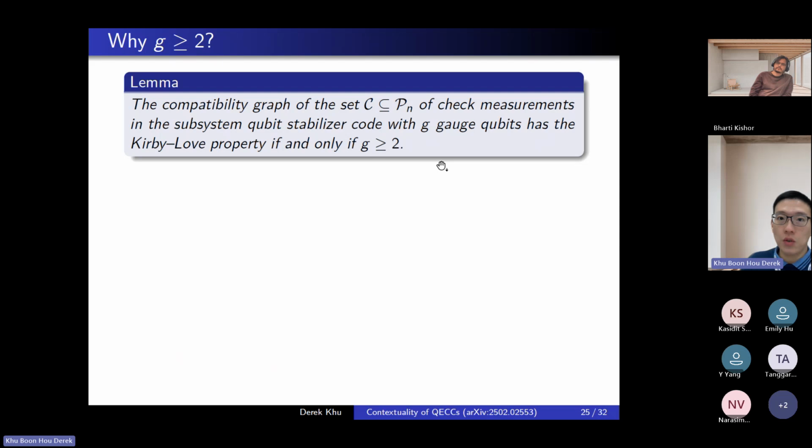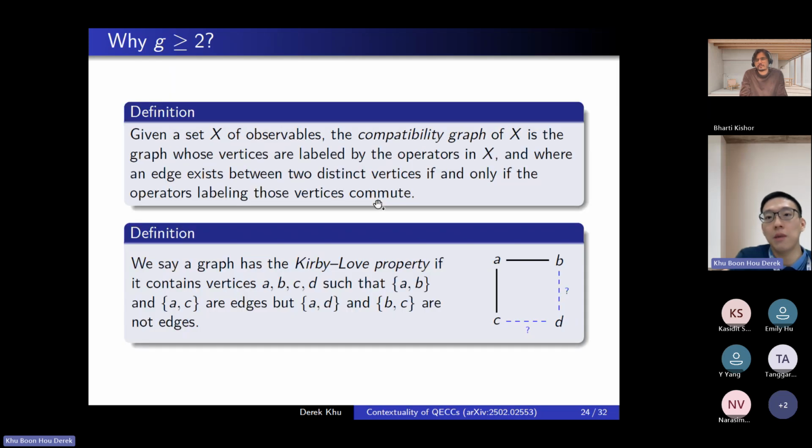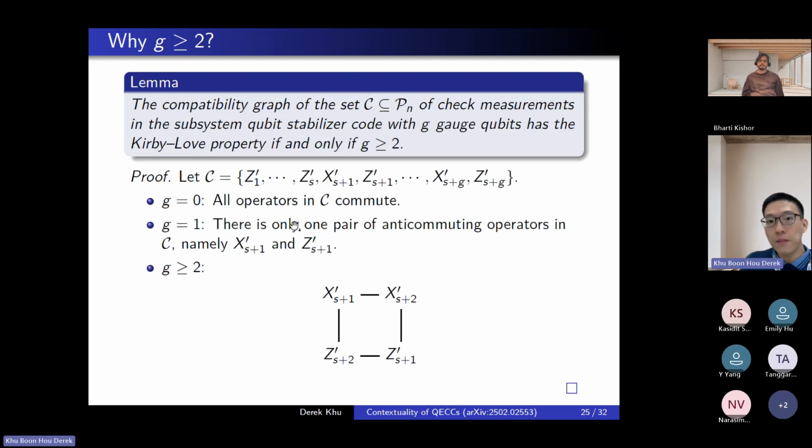One of the key lemmas that we showed is that if G is greater than or equal to 2, then the compatibility graph has the Kirby-Love property. The proof is rather straightforward. If there are no gauge qubits, then all the operators commute, because you don't have any anti-commuting operators. So you do not get the Kirby-Love property, because to get it you need this kind of compatibility diagram. If G is equal to 1, you have one pair of anti-commuting operators.